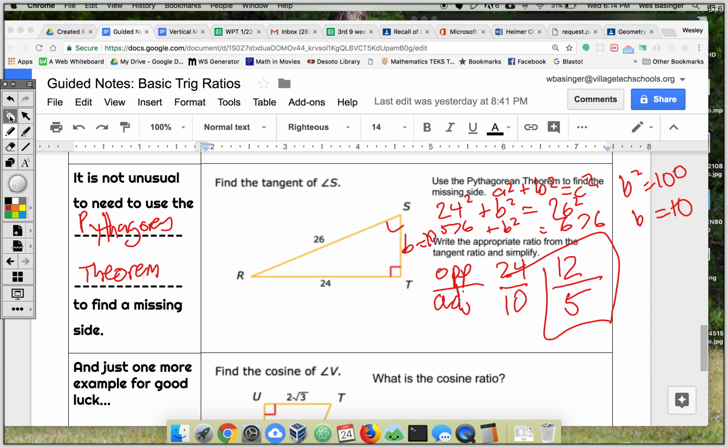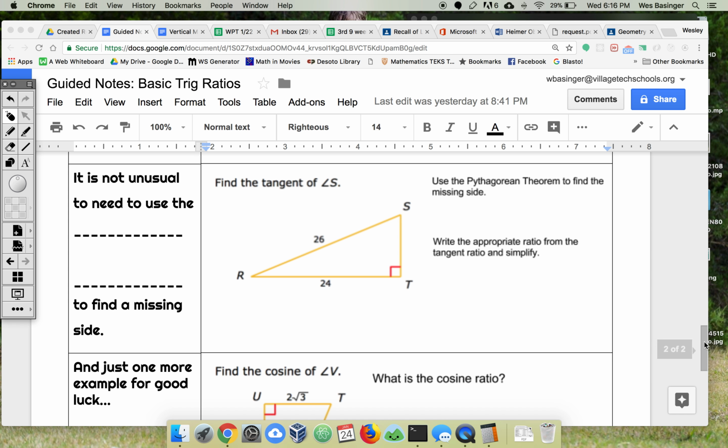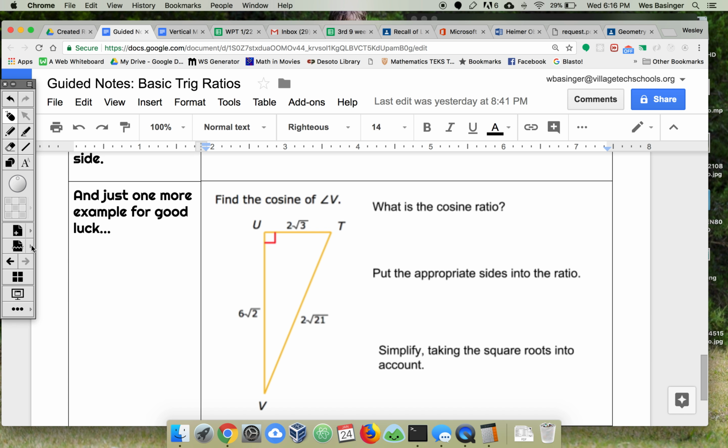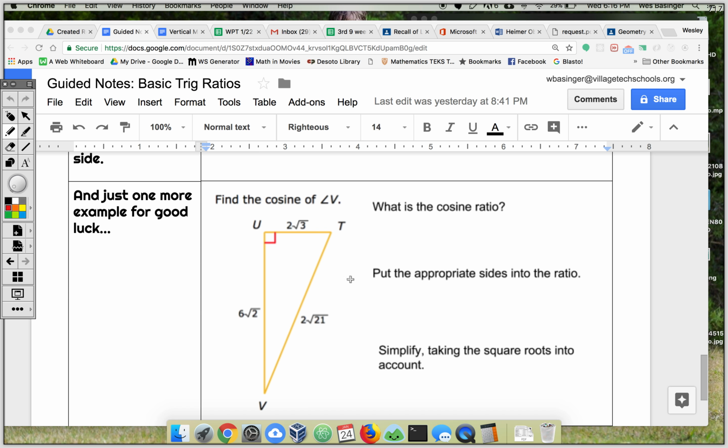All right, just one more example, and then I'll explain the extra practice. Cosine of V. So we don't need Pythagorean theorem. All sides are given. So we go ahead and mark V right here. And then we remember what the cosine is. It is adjacent over hypotenuse. And then we just need the adjacent, which is touching V. So that's 6 square roots of 2. And then we need the hypotenuse, which is 2 square roots of 21.